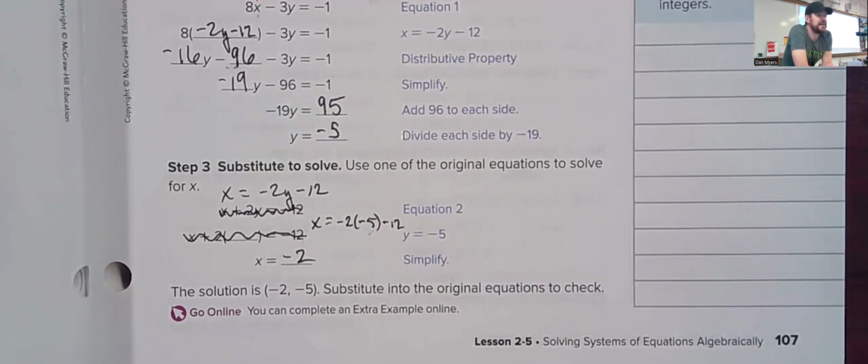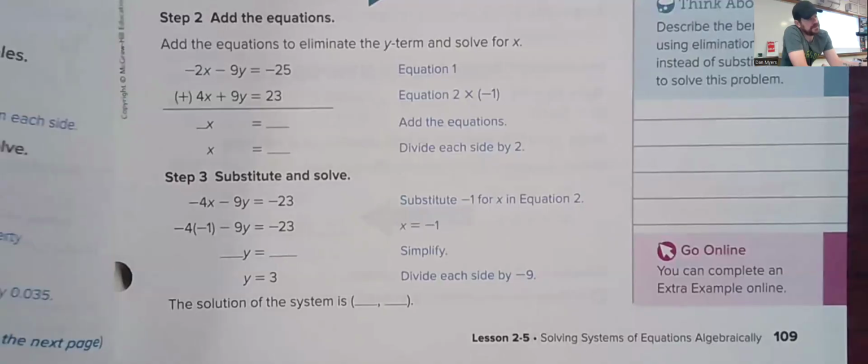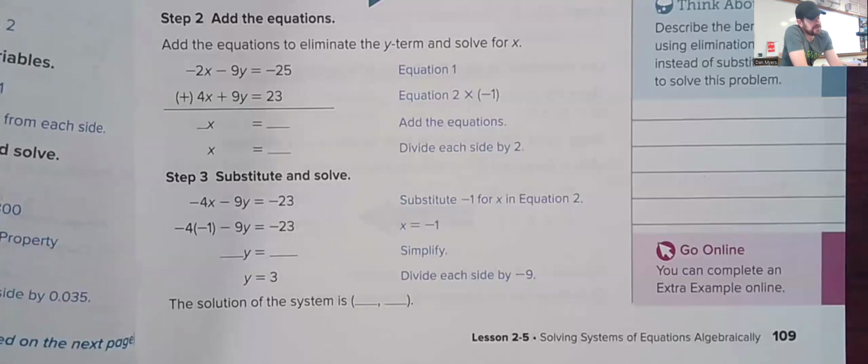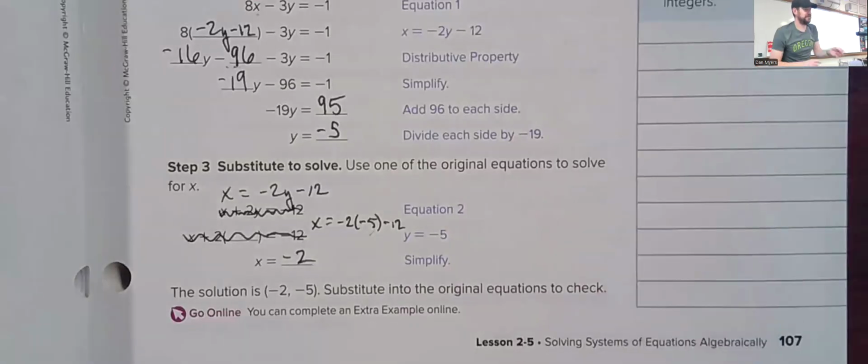Questions about that? It's our substitution method. We'll do another one on the next page, I believe. Yeah, we got another one here. A couple more substitution ones, actually. And then after that, we'll look at elimination, and then we'll be done with lesson 2.5. This is a quick lesson again. So here we go. Next page.